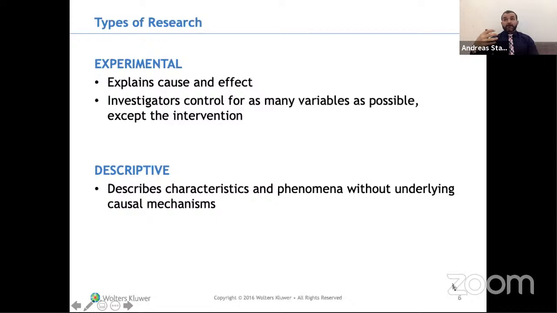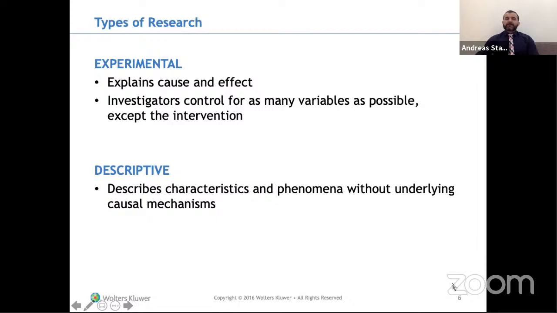Even sex, even culture can affect whatever. So assuming you're controlling for a lot of factors, you can then make a statement about why this is happening.